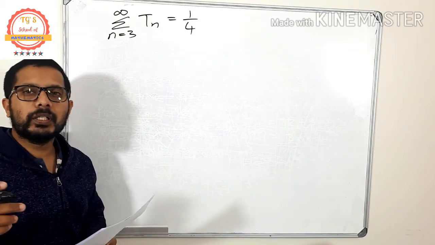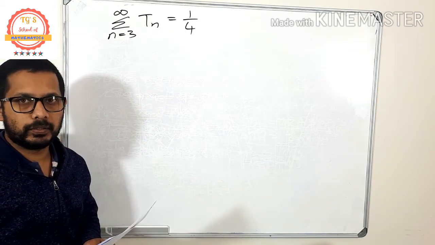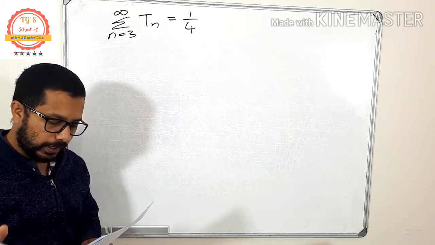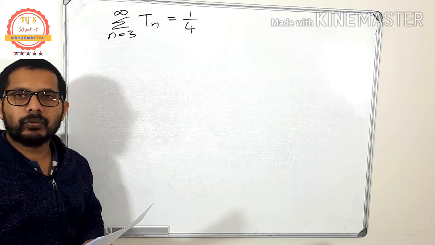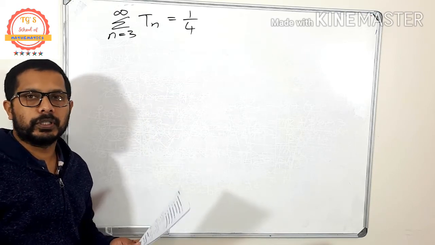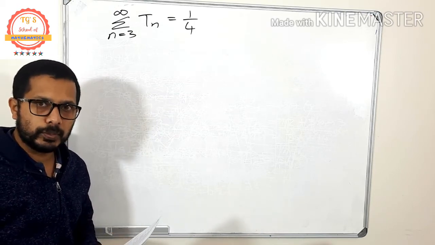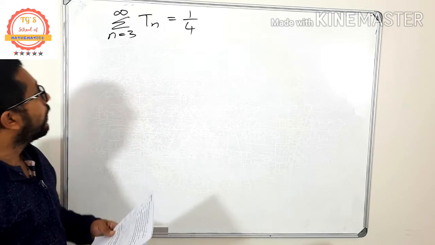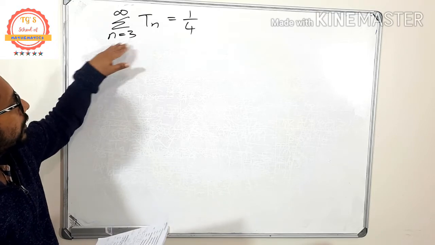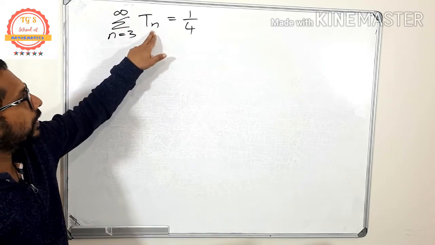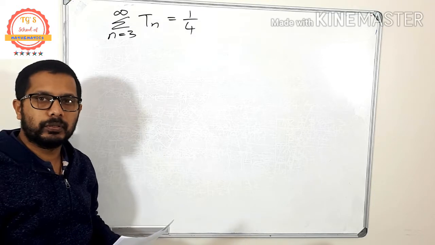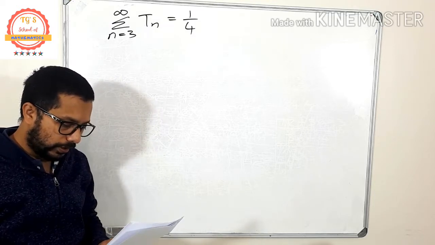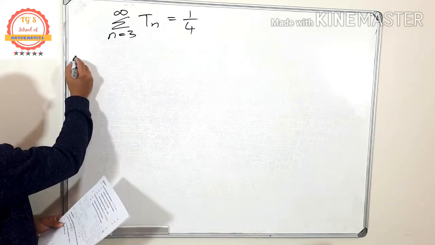A convergent geometric series. It is given that this one is a convergent geometric series, and the first term is a. Of course, the first term we represent with the small letter a, and the common ratio is a small letter r, and then the term is tn. There is one more thing given: the sum from n equals 3 to infinity of tn is equal to 1 over 4. What is the question? Question number 3.1.